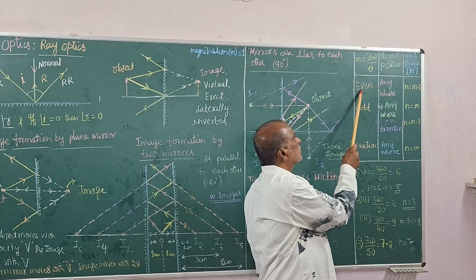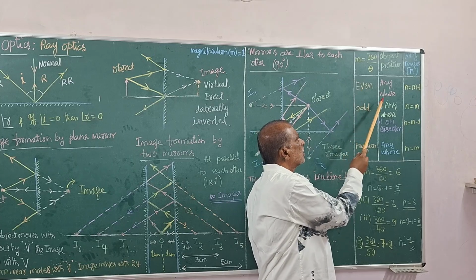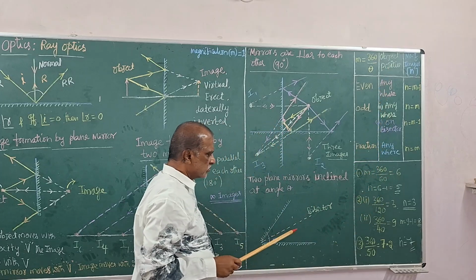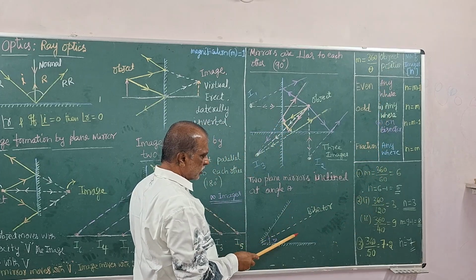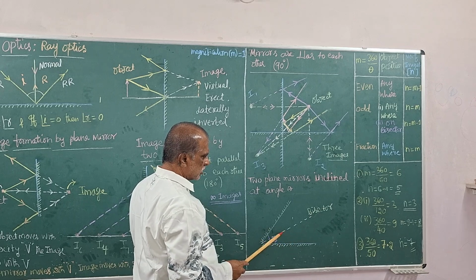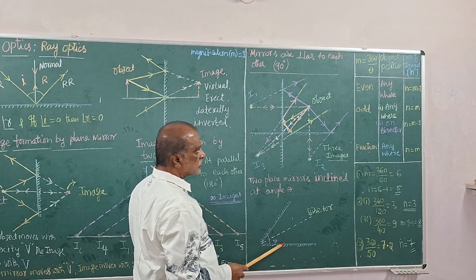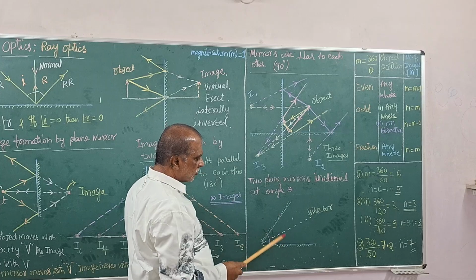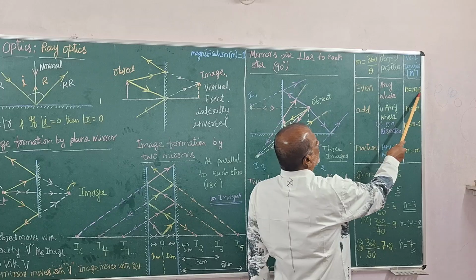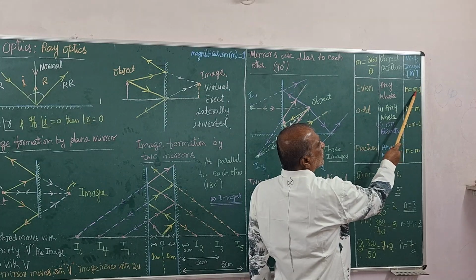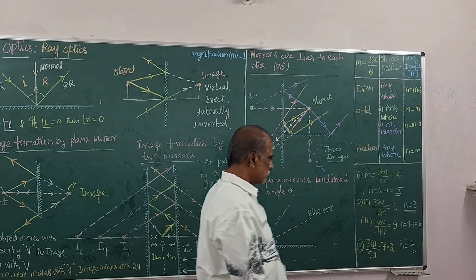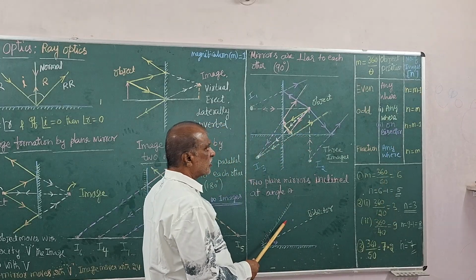If it is an even number and the object is anywhere in between the mirrors, maybe here, or here, or here, anywhere between the two mirrors, the number of images formed is m minus 1. One less than the m value, if it is an even number.